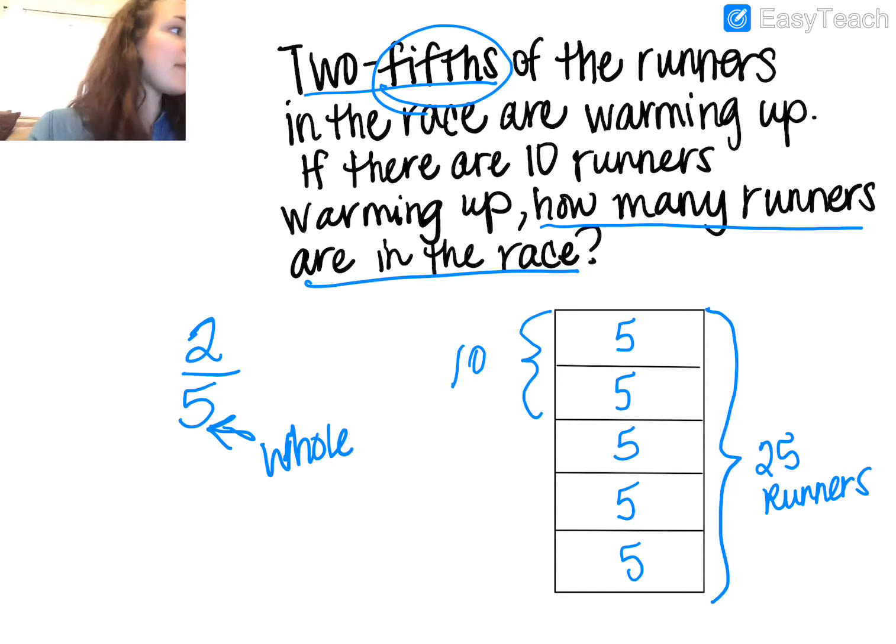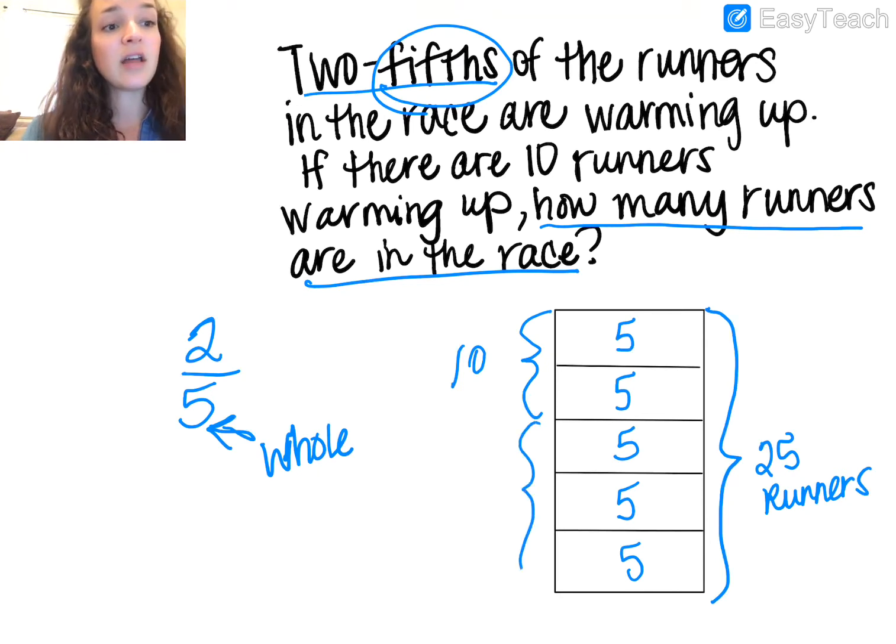Also, we could follow up that with the question, how many are not warming up? So if we know 10 are the 2/5 that are warming up, then there's another 3/5 chunk down here of 15 that are not warming up. Okay, so that's important to note too. Okay, now we're going to move on to a different one.